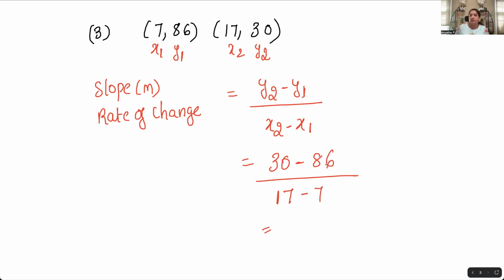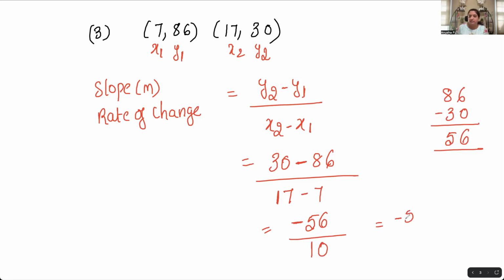How will you do 30 minus 86? First we will subtract 86 minus 30. 6 minus 0 is 6. 8 minus 3 is 5. 56. Because the bigger number 86 has a negative sign, we write it as minus 56. And 17 minus 7 is 10.